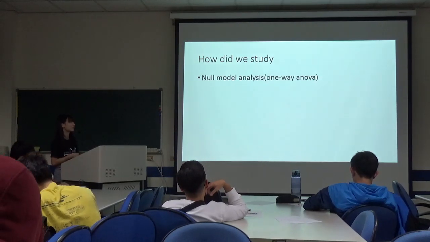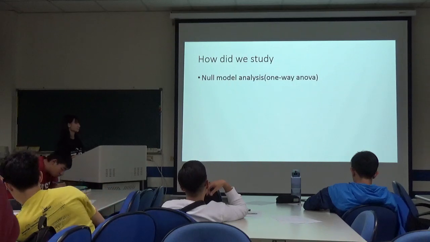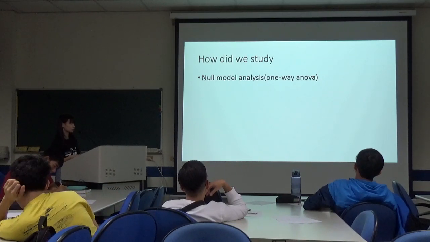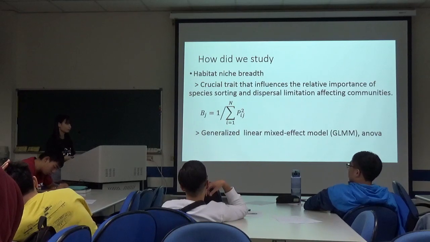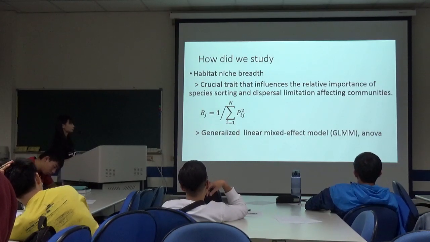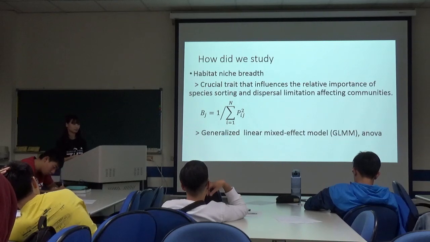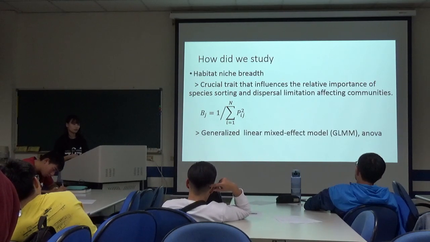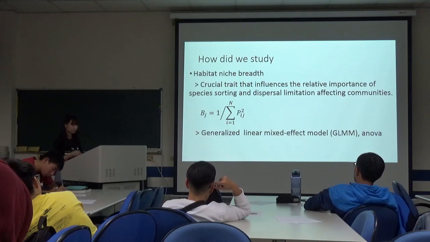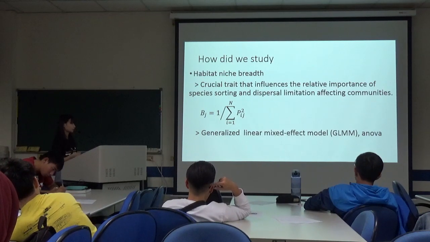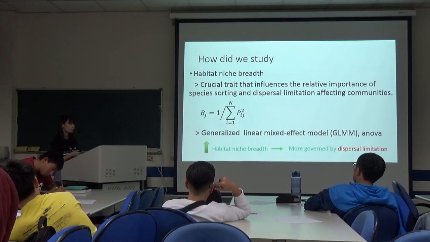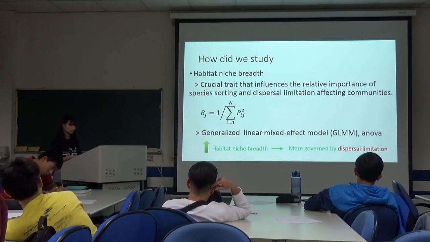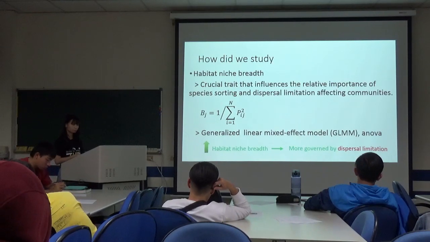Okay. And third, we will use null model analysis. It's just a statistical way, the so-called one-way ANOVA. And fourth, we will do habitat niche breadth. It's a crucial trait that influences the relative importance of species sorting and dispersal limitation affecting communities. And this is its formula. And we will do a generalized linear mixed effect model, GLMM ANOVA, to test whether it is significant. And when you get a higher habitat niche breadth, it means the community is more governed by dispersal limitation.